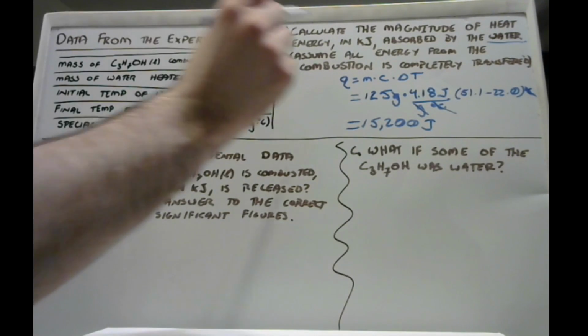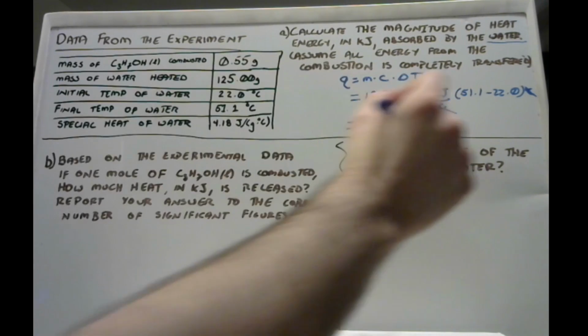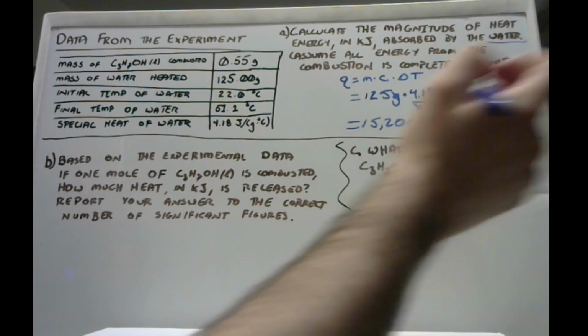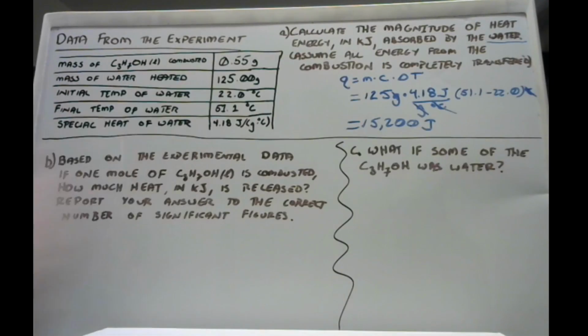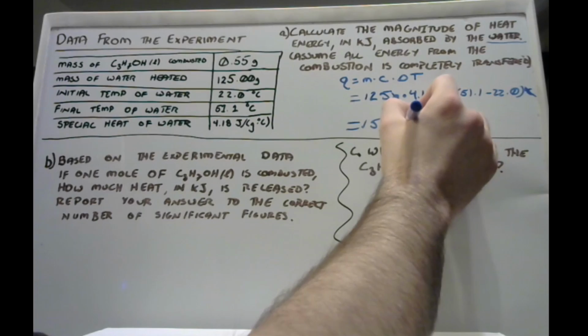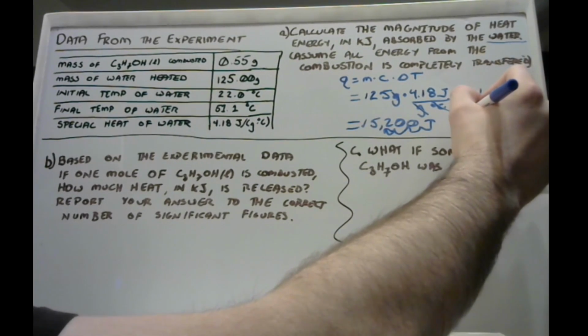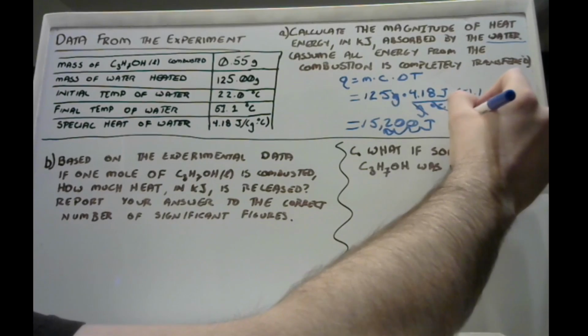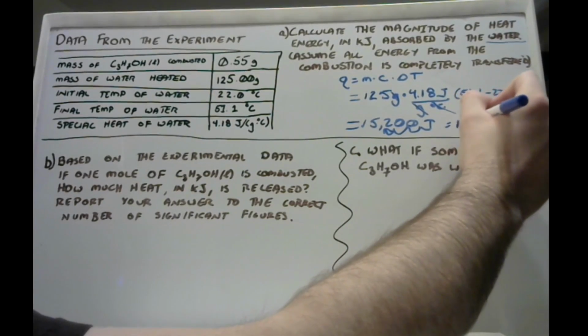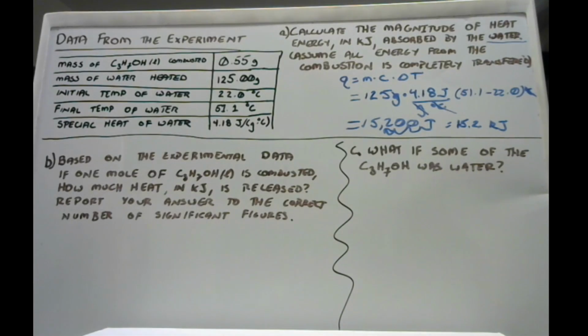It asks for my answer in kilojoules. If you prefer, you can just move the decimal, 1, 2, 3, or you can do a unit conversion where you say 1,000 joules is 1 kilojoule. But I'm just going to move my decimal 3 spots over from regular to kilo. So that is 15.2 kilojoules. And there's your answer.